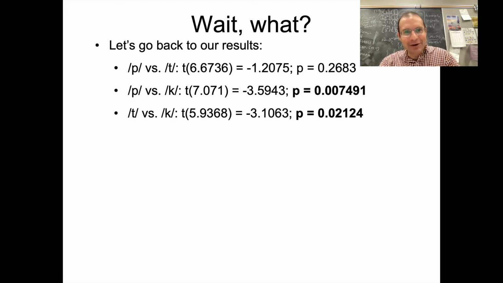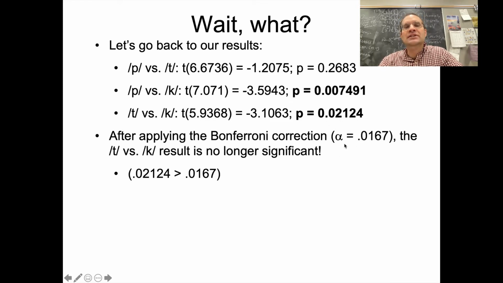Now, if we go back to our results, we may note that this comparison between T and K does not actually beat that criterion. So this one between P and K is quite low. The p-value is 0.007. This one doesn't change anything because it's 0.268. But this one is lower than 0.05, but it's not lower than 0.0167. So if we apply the Bonferroni correction, then we say, well, that one's not significant. The only significant difference driving this one-way ANOVA effect is the P versus K comparison, and K being longer in VOT than P.